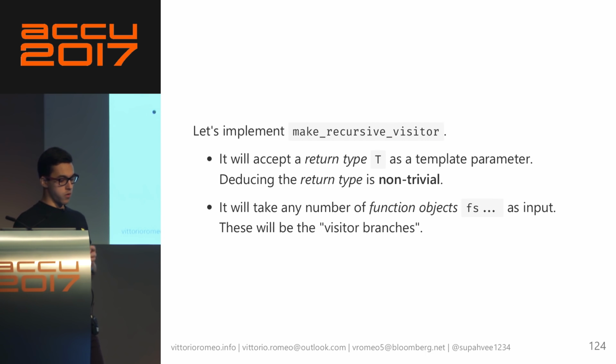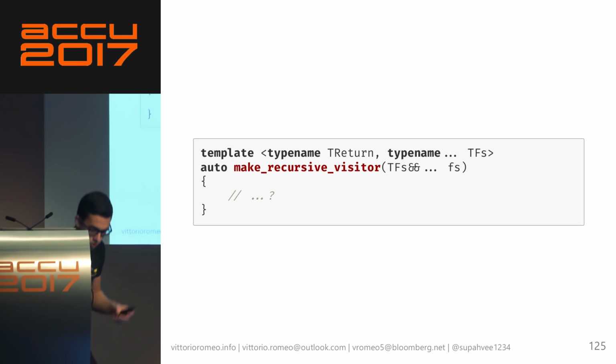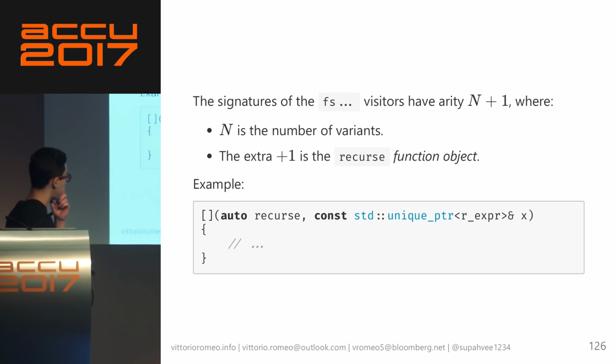And the way we'll do it is that we'll first have this function, make recursive visitor, that will accept a return type T as a template parameter, because deducing it is non-trivial, and I'm not sure it's actually possible. And it will take any number of function objects, fs, as input, and these will be the visitor branches, if you want to call them like that. So this is conceptually what it will look like in terms of interface. So as you can see, we take the return type explicitly and then a bunch of function objects.